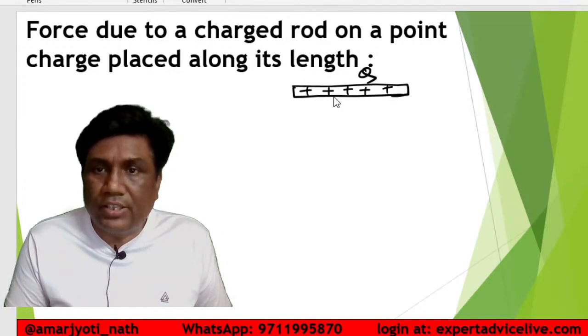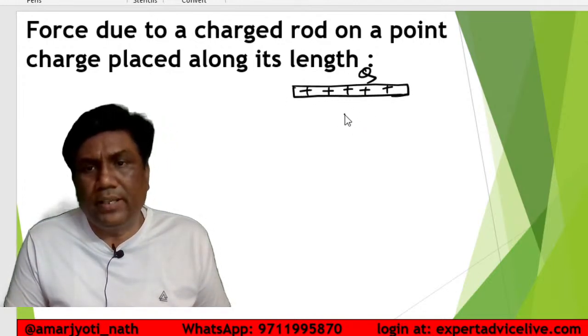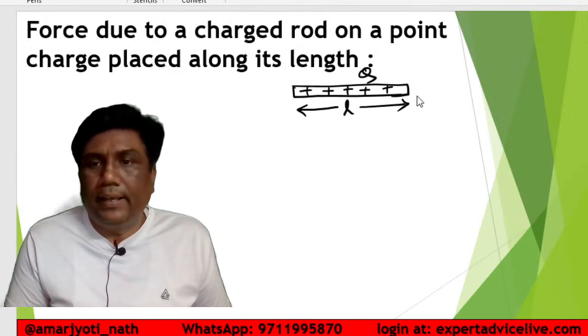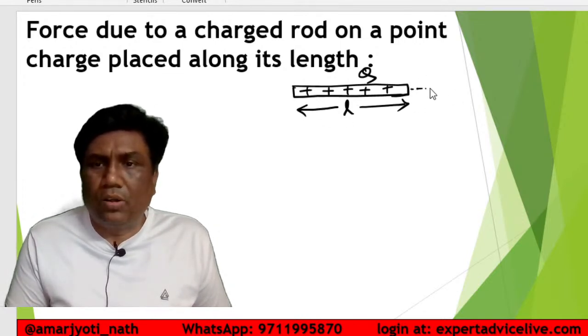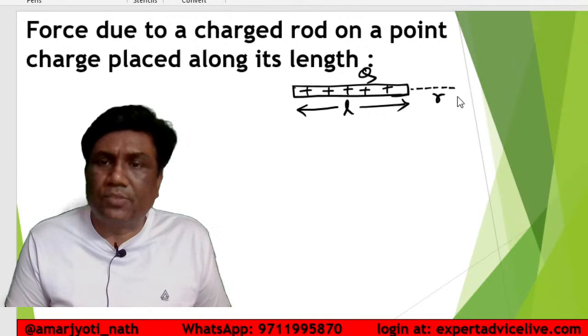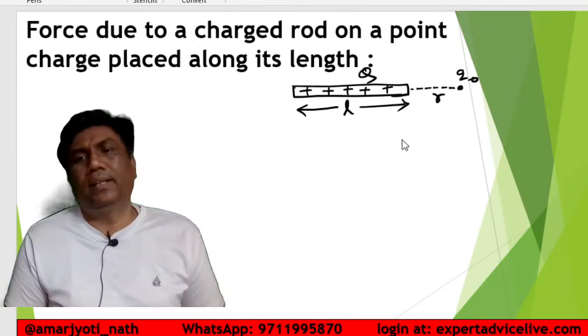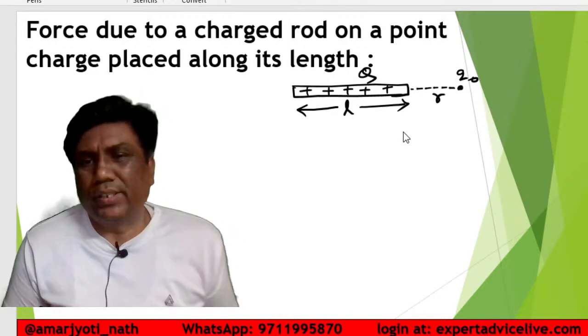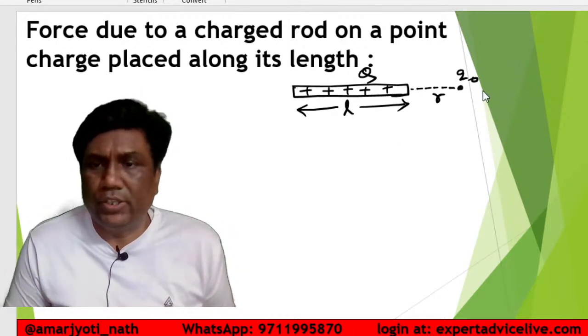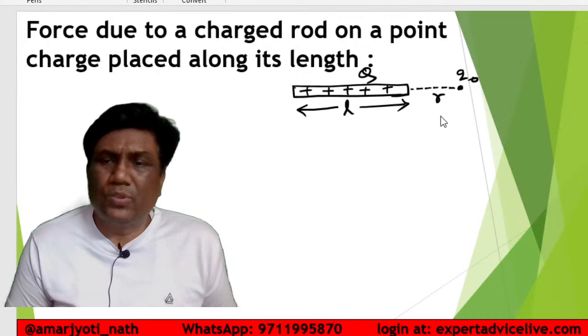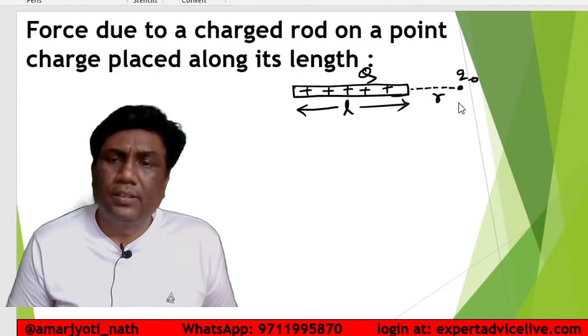Say the charge is Q, uniformly distributed. Say the length is L. Now from this rod, at some point, say r distance from one end, one point charge Q naught is there. Well, what is the force given by the rod on point charge Q naught, or what is the force given by the point charge on the rod?